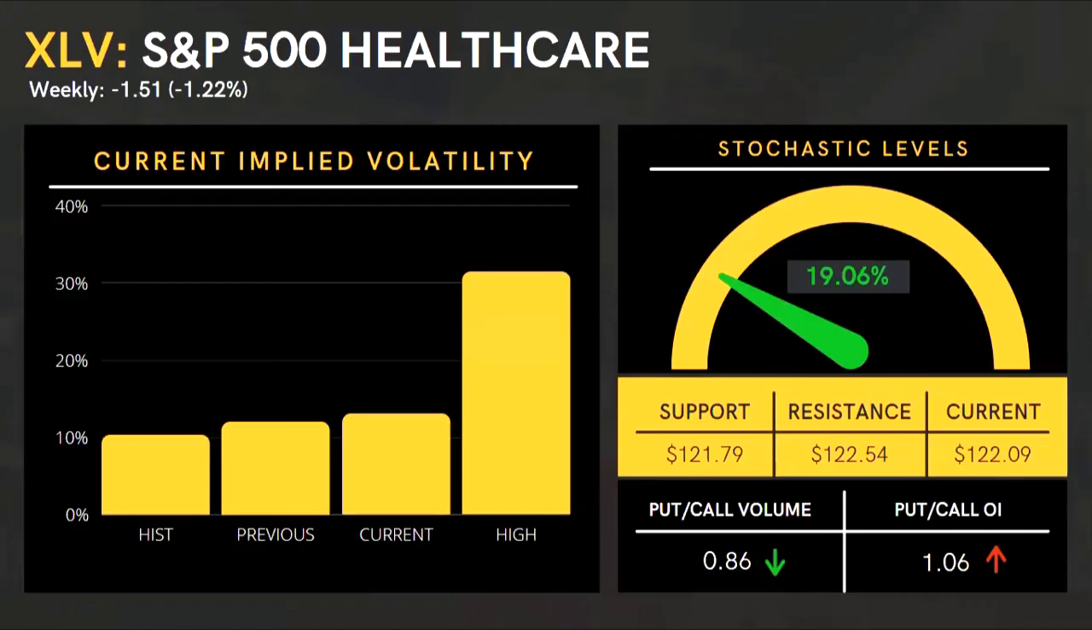Right, now moving on, this week on my watch list, what I'm going to be looking at is XLV. This is the S&P 500 healthcare sector. Last week they were down 1.22%. Their current IV closing out last week was above historical levels. They also opened up down today, so that IV should be picking up a little bit more. And their stochastic levels, look at this, 19.06%. So, definitely not overbought right now, and just giving us a really great opportunity to benefit from the hell that healthcare has been going through.